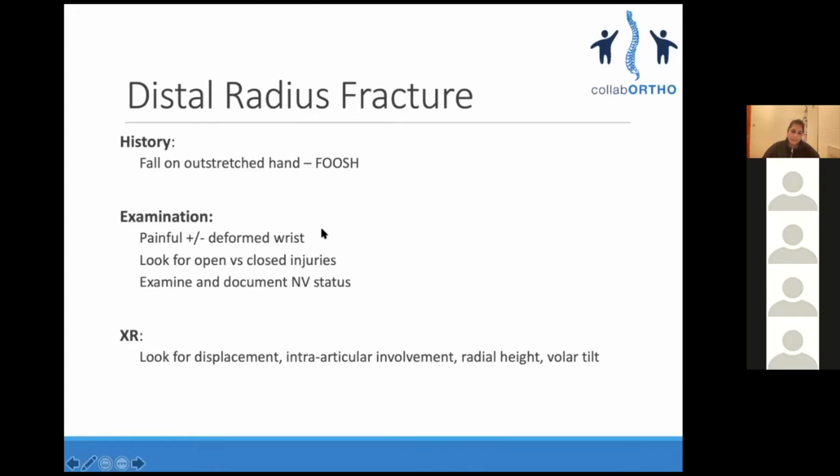So on examination, usually it's a deformed wrist. The wrist is not looking right at all. It's painful. It's very swollen. Same principle again. Go through your basic assessment, A to E. Look for open and closed injuries. Examine the neurovascular status, so the full picture distally. You want to assess the nerves and whether they can move their fingers or not. You want to check for your radial pulse as well. And then obviously you'd want to then X-ray them.